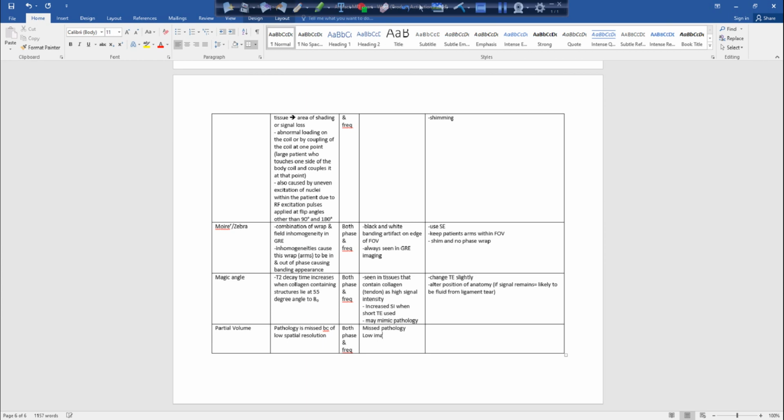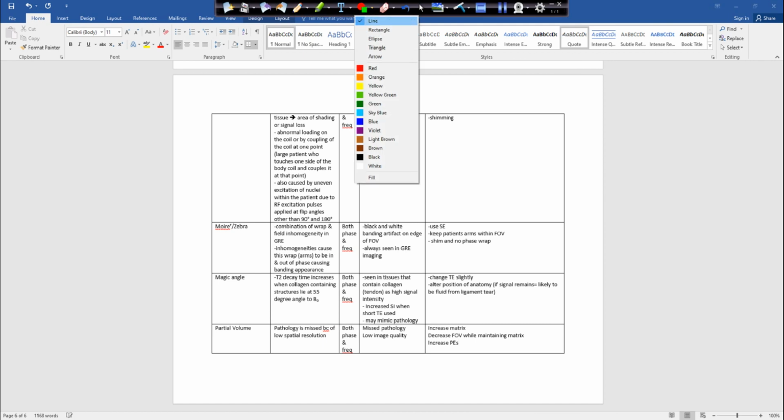Low image quality because of our crappy resolution. Remedy: increase matrix. Decrease field of view while maintaining matrix. Increase phase encoding steps, which is also the matrix. So basically we want a smaller voxel.